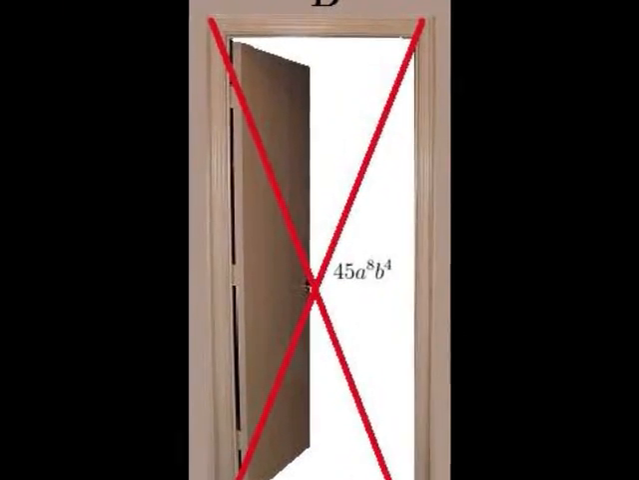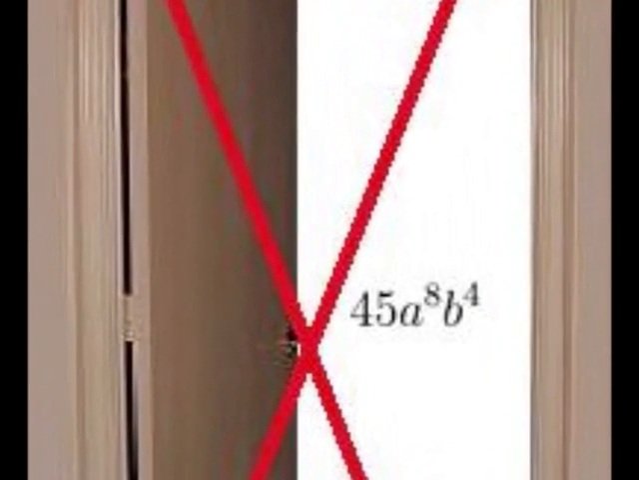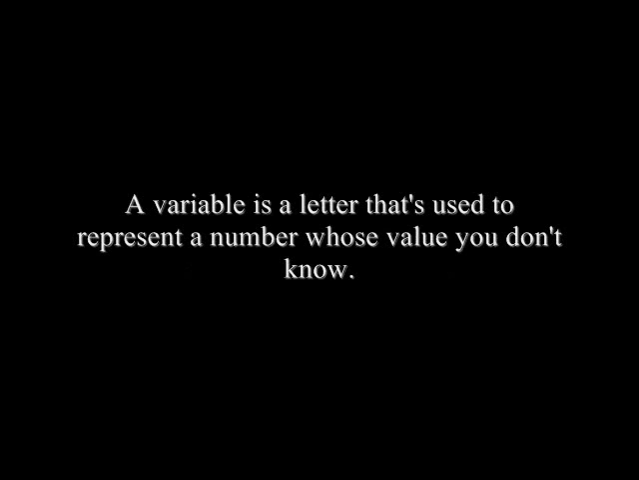Don't get distracted by answer choice B. Just because you add the exponents when you multiply doesn't mean that this rule applies to regular numbers. Let's recap. A symbol is just something that represents a mathematical concept. A variable is a letter that represents a number you don't know.